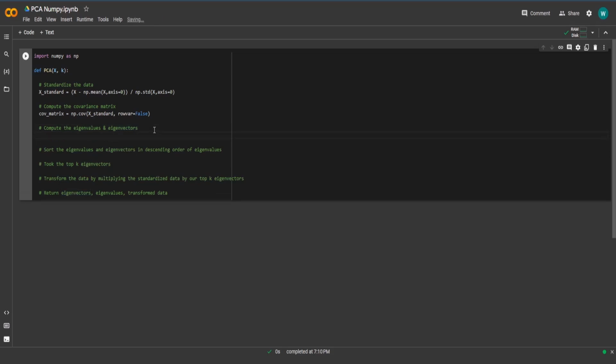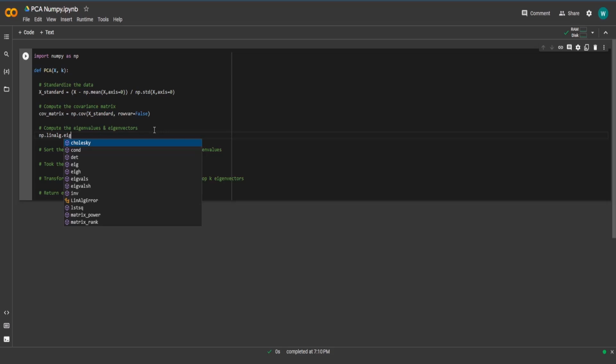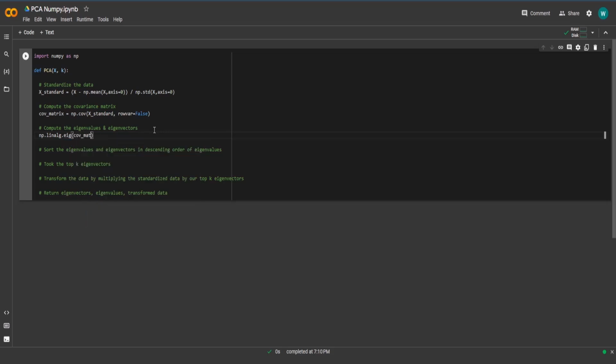Okay, so now let's compute the eigenvectors and eigenvalues by using numpy.linalg.eig of the covariance matrix. What this does is it returns a tuple of eigenvalues and eigenvectors respectively. So there you go, we can get our eigenvalues and eigenvectors just like this.